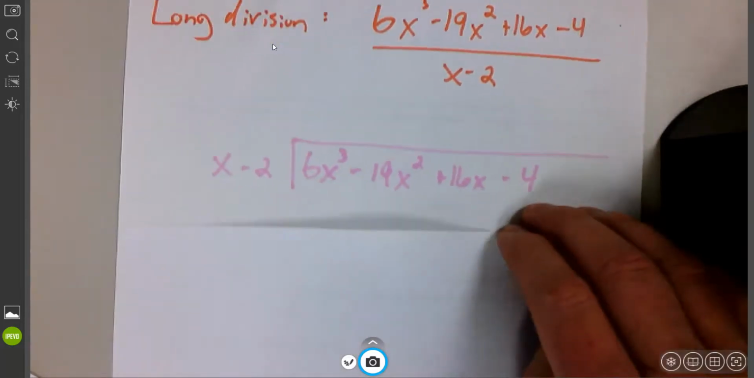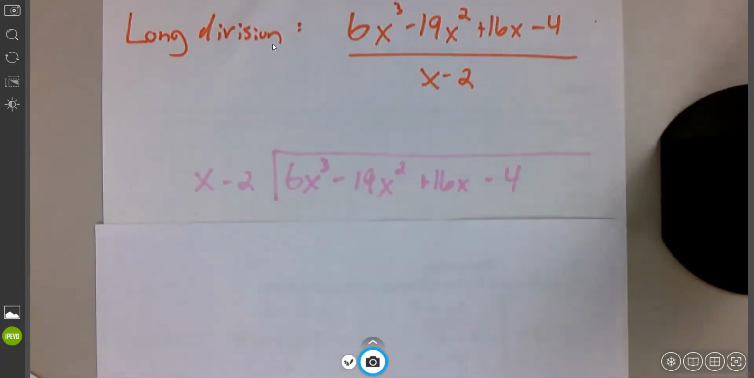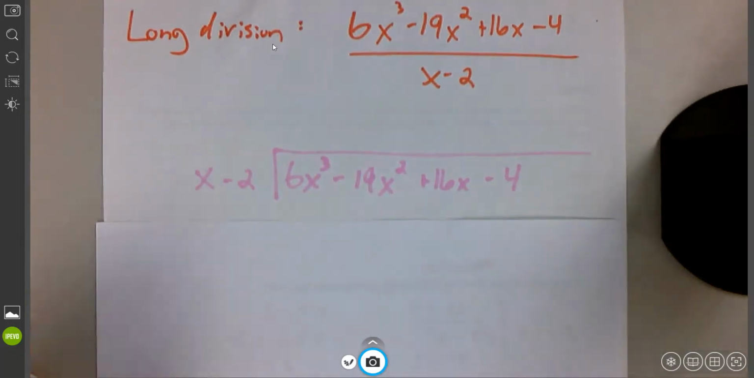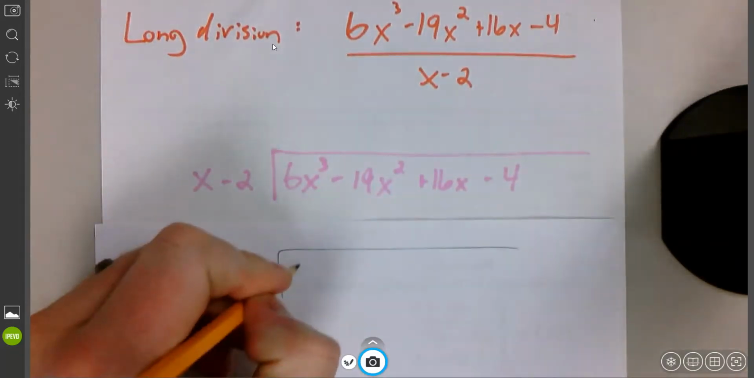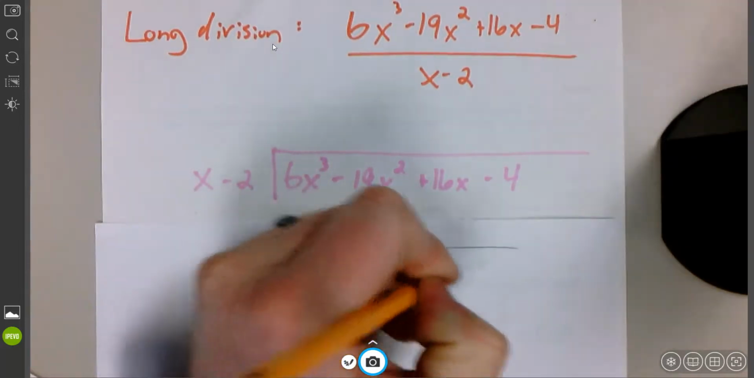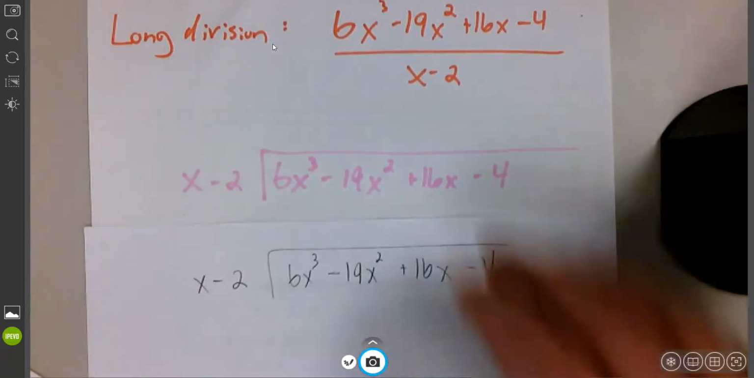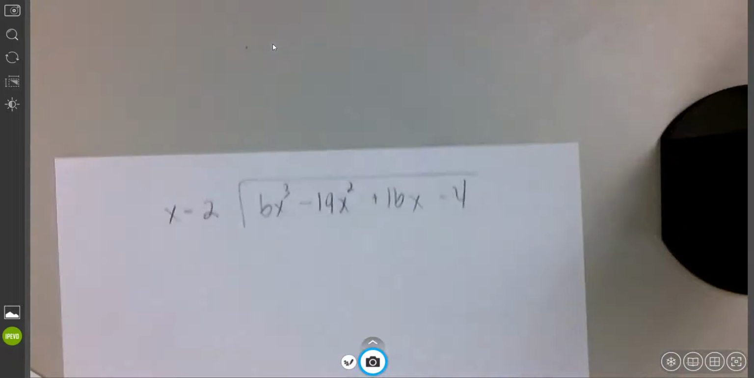So when you come to my class on Tuesday, there will be a bell work problem, and it will say use long division to divide. So we're going to have to remember how this works. So I'm going to copy the problem down real quick. 6x cubed minus 19x squared plus 16x minus 4 divided by x minus 2. Okay?